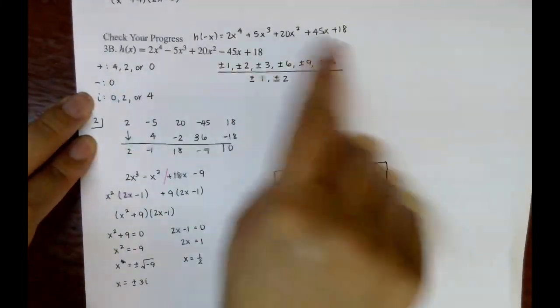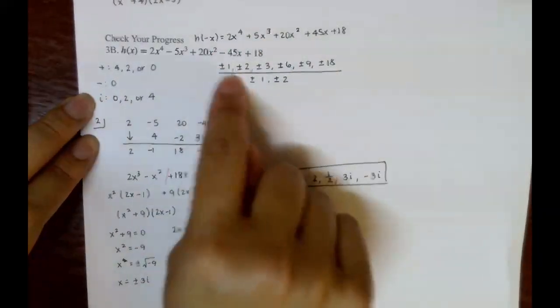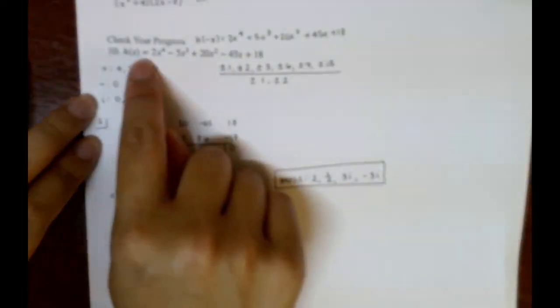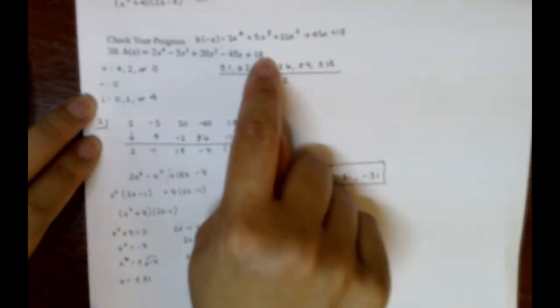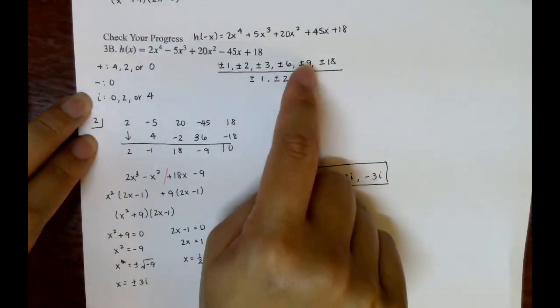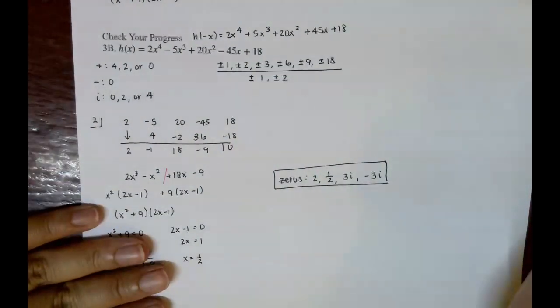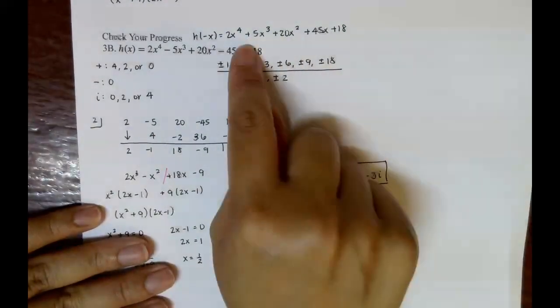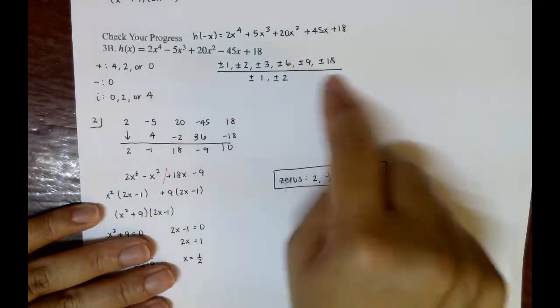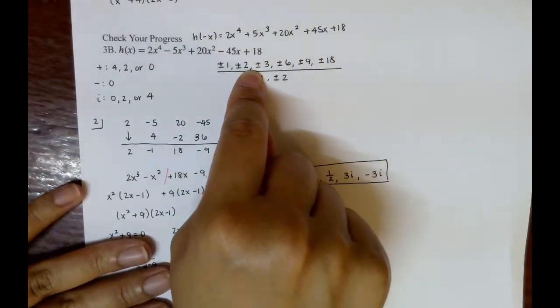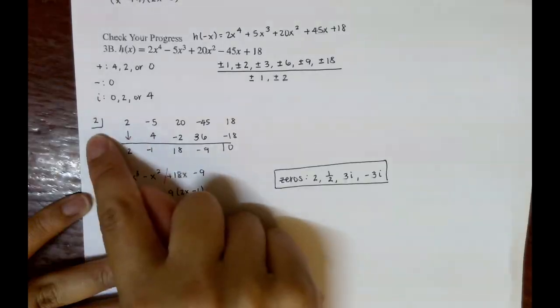Then I set up the rational zero theorem, right? So all the factors of 18: 1, 2, 3, 6, 9, and 18. Factors of 2 are 1 and 2. Then I started testing things, right? So I definitely knew it probably wasn't going to be on this side. It would be too big. So I just was like, maybe 2. So I tested 2 out and it worked.